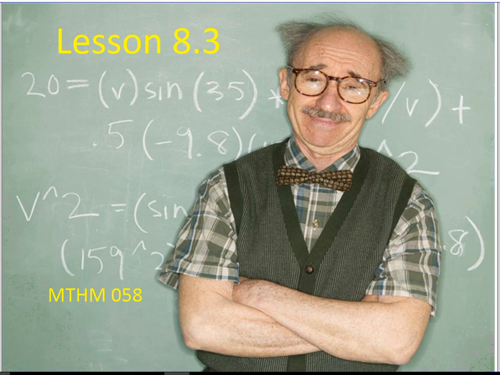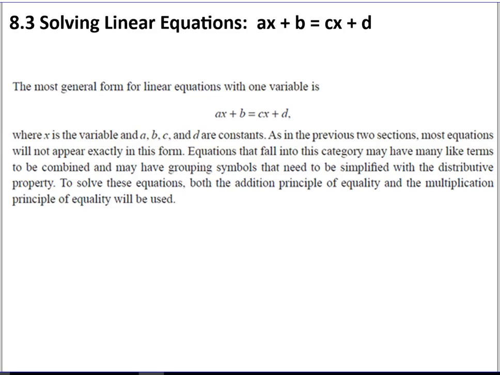In section 8.3, we're looking at solving linear equations, and the form is ax plus b equals cx plus d. Here it tells us that the variable is x, that is our unknown number, and so that will stay x, but a, b, c, d, in this case, are constants or numbers.